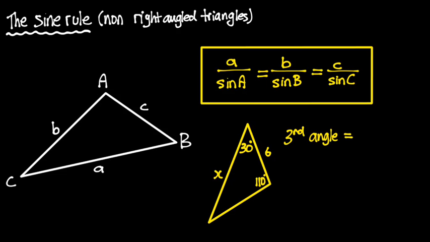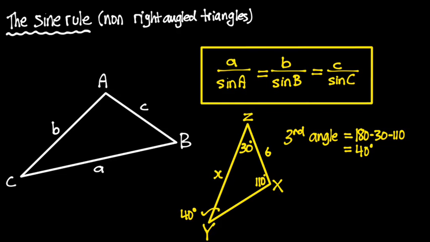The first thing we're going to do here is work out the third angle, because remember the angle sum of a triangle is 180 degrees. So they all have to add up. All three angles inside any triangle always add up to 180 degrees. So we'd take 180, take away the 30 and the 110. We know that that angle there is 40 degrees. Now that's going to come in handy for us to use our sine rule.